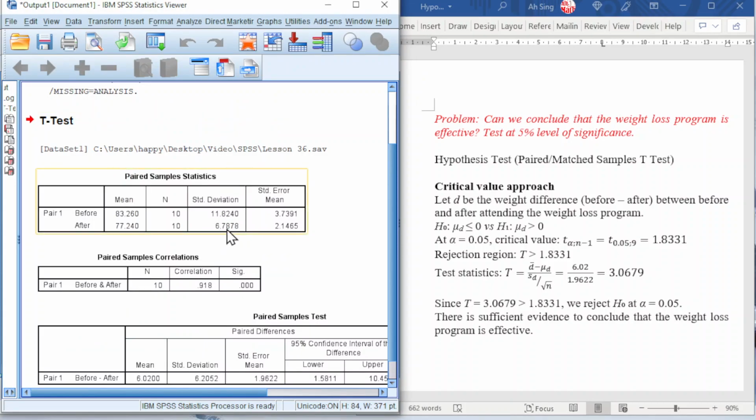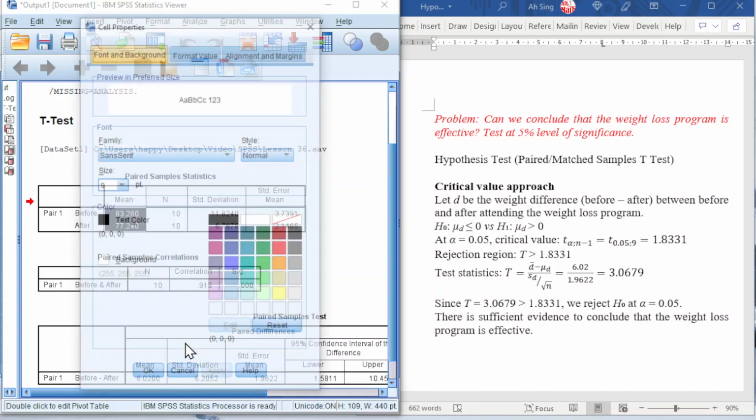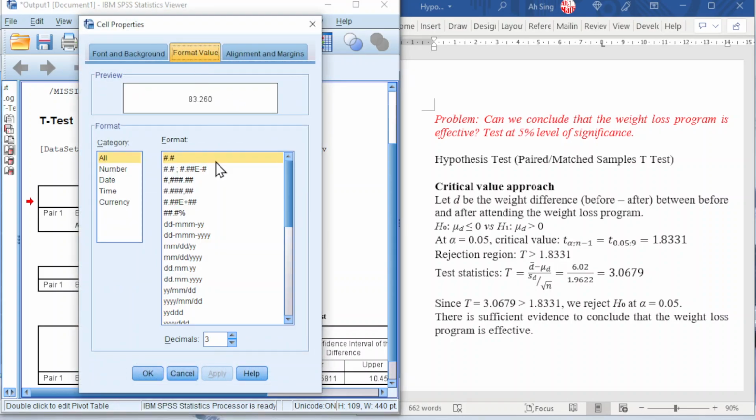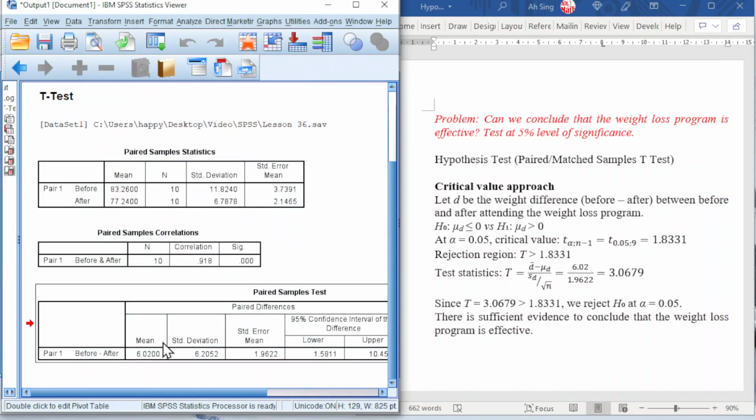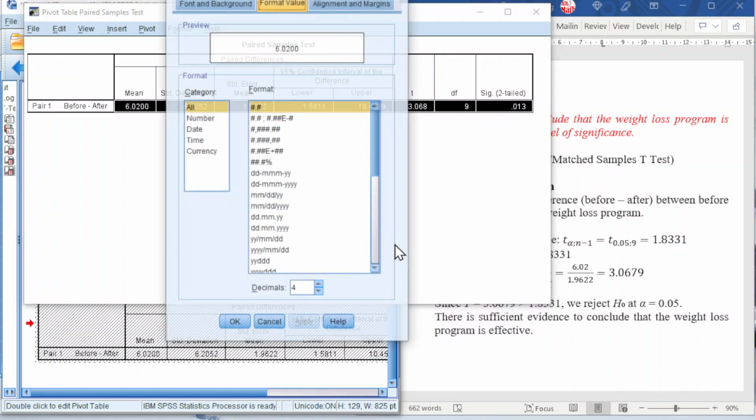Let's say we want to change the number format. Click the table and select the numbers, right click and look for cell properties. We can change the number format, for example, increase the decimal places. And so for the other table, we could also change to 4 decimal places for all the values if needed.